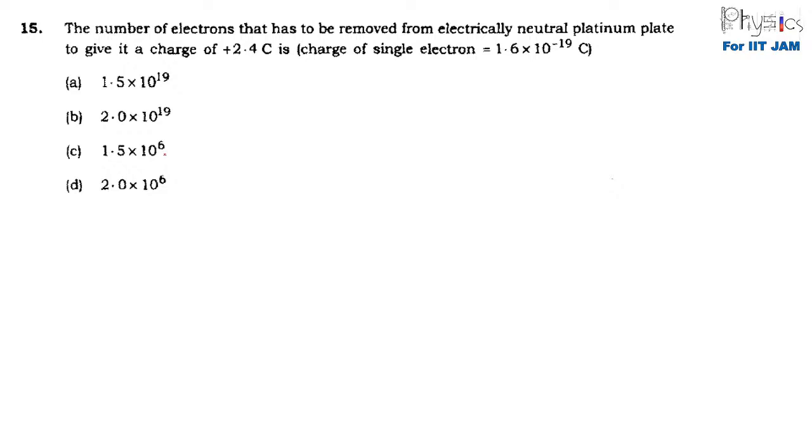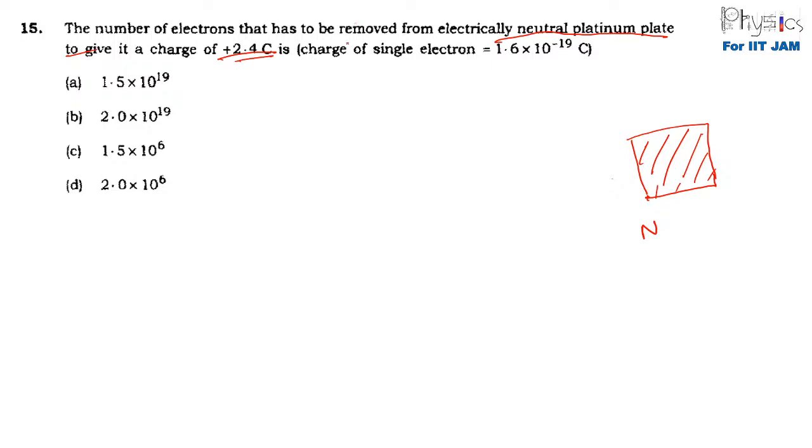So, suppose this is the plate as given in the question, that is an electrically neutral platinum plate. Now, if we want to give it a charge of plus 2.4 coulomb, we have to take, suppose, a number of n electrons out of it.